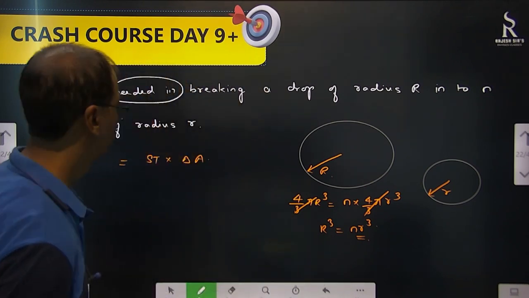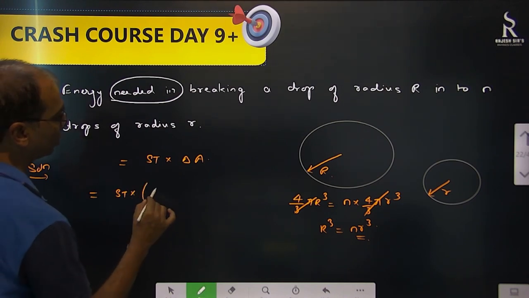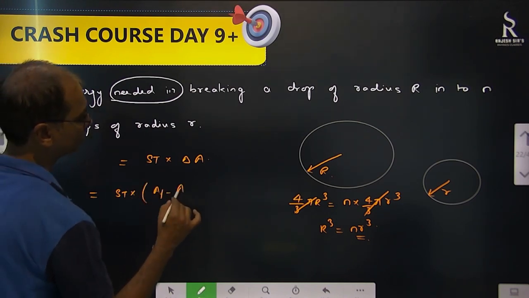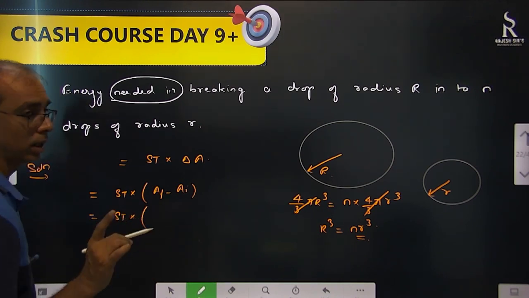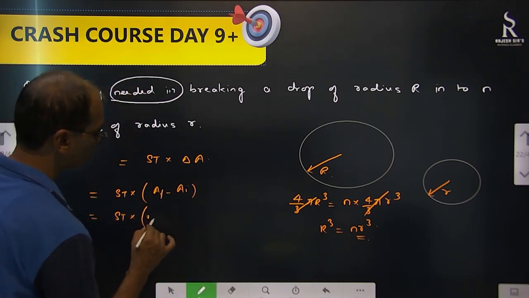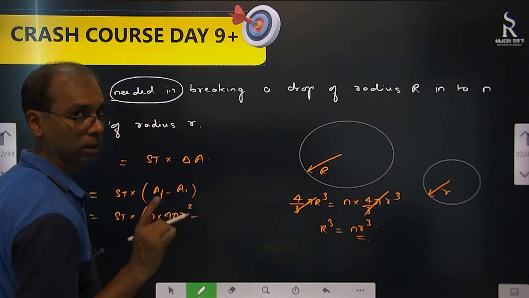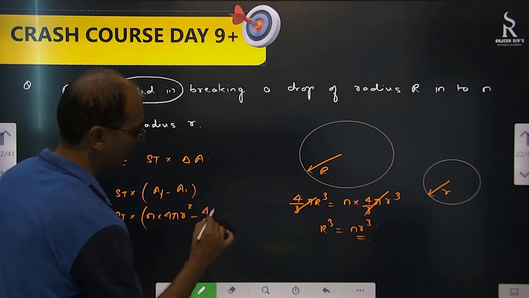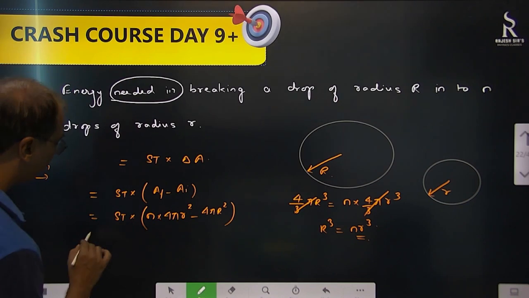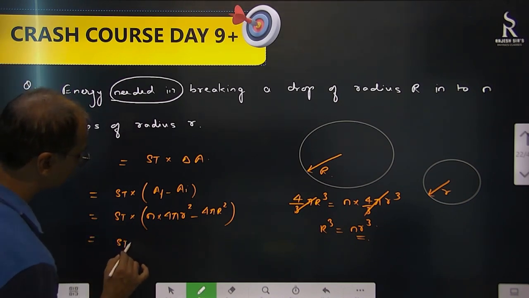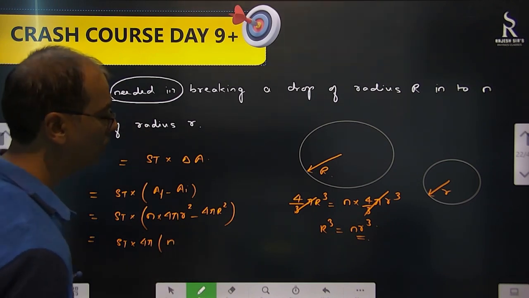Let's come here. Work done is surface tension into final area minus initial area. So surface tension into final means what? There are how many drops? n. So n into 4 pi small r square, minus initially one drop, so 4 pi capital R square. 4 pi you take out, surface tension into 4 pi. Now n into small r. Now small r is what you can see?